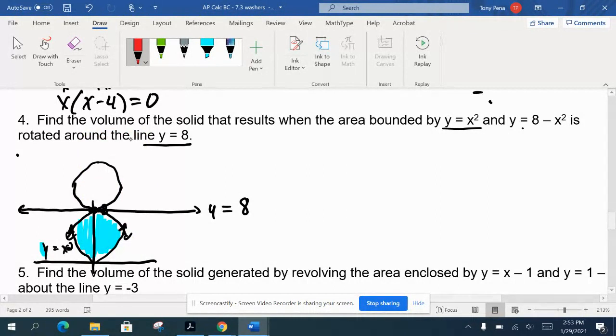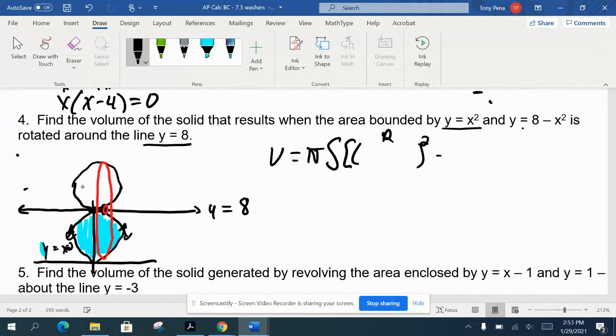When we rotate that, this bottom curve becomes the top curve, creating our big circle. And then right in the middle, we get a really tiny little circle. We see we have a washer, so we can jump right to this: big radius squared minus your little radius squared, and then dx.